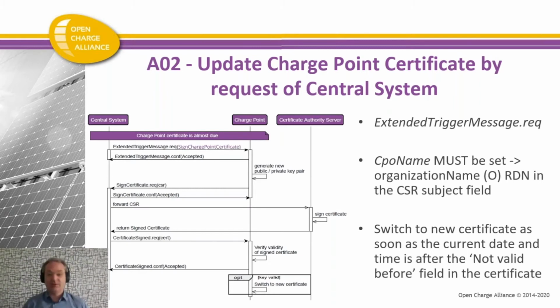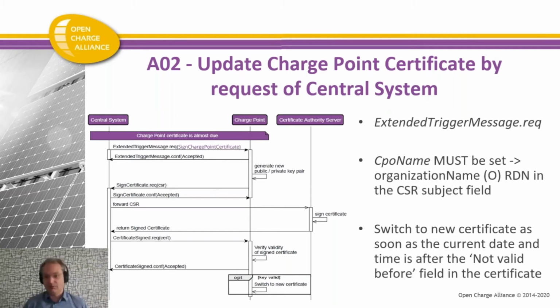What the charge point has to do then is to generate a public and a private key pair, and then it has to request the central system to sign its certificate. The default certificate mechanism for X509 certificates can be used for that. So the charge point has to create a certificate signing request, and it has to send that to the central system. Now, one of the requirements from OCPP 1.6 security is that the organization name must include the CPO name.